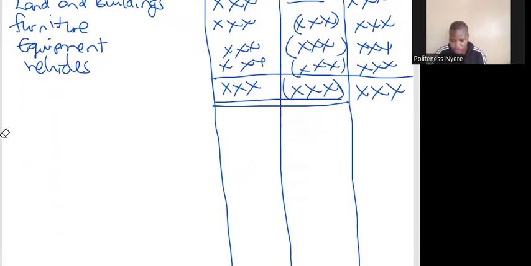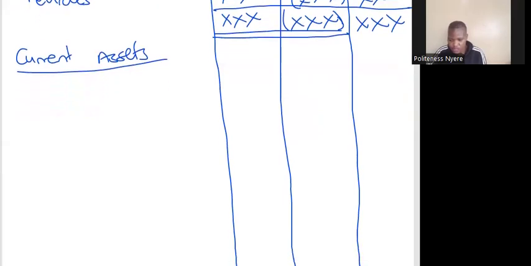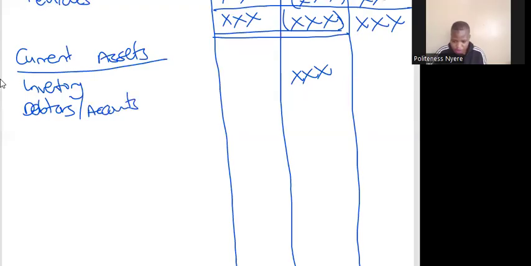Then from non-current assets, you're going to have current assets. So current assets, like we said, are assets that can be easily converted into cash. And when you're writing them, you write them in the order of liquidity, starting with the least liquid, which is inventory. Inventory is closing inventory. Then we'll say debtors or accounts receivable. Accounts receivable.